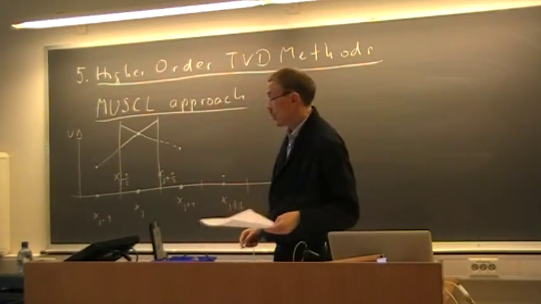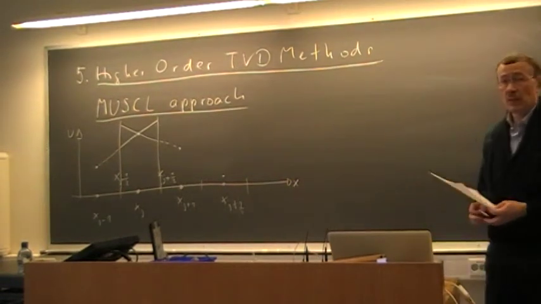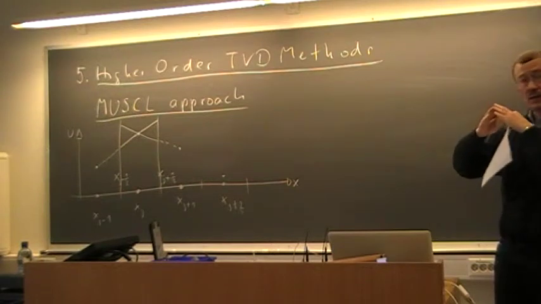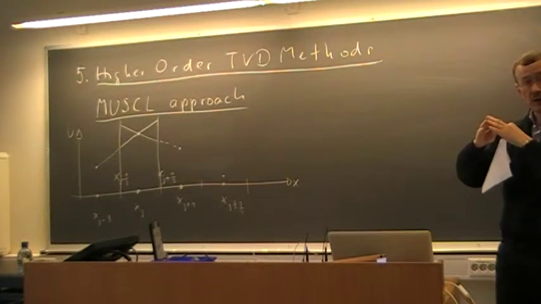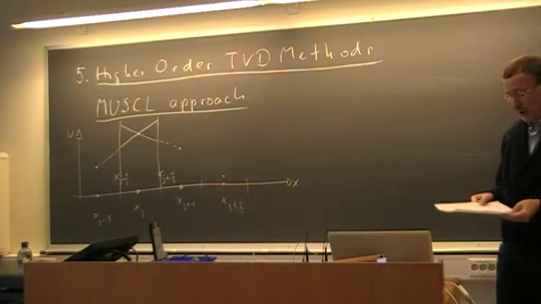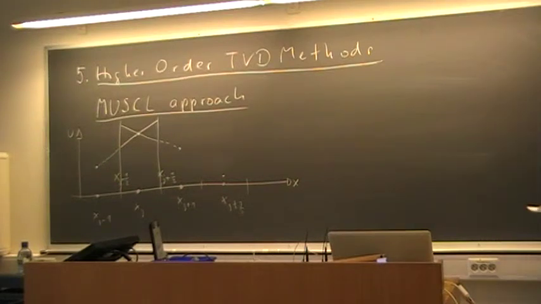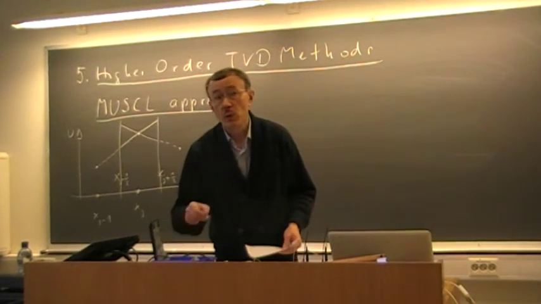So we have to make our choice. And it turns out, as we discussed last time, that when the slopes have different sign, it indicates that we are near an extremum. And in this situation, we don't take either of them, but we take the slope 0. That is the slope that we would also have with the first order method.